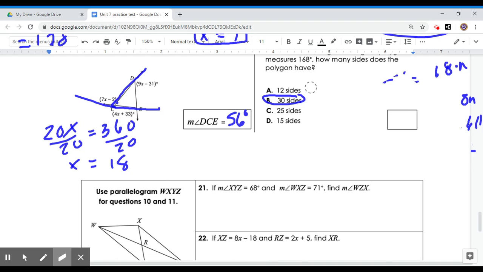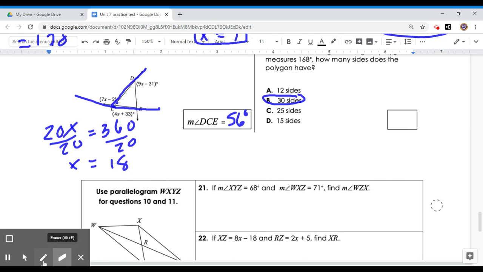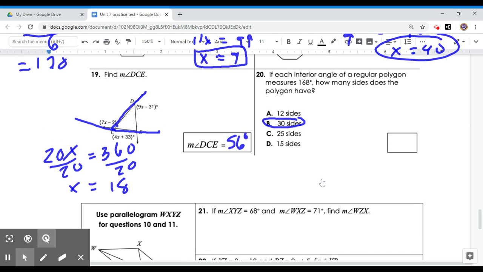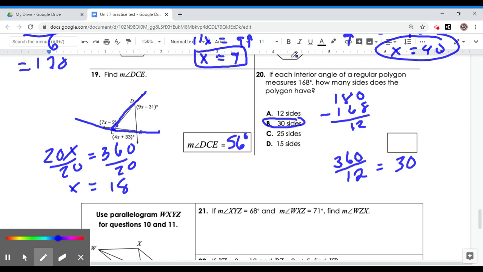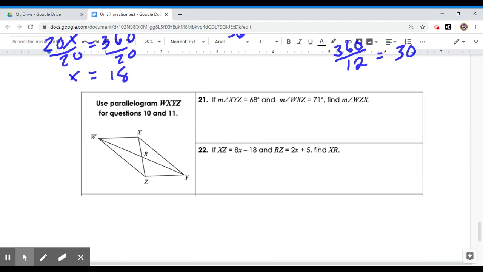You can use a little trick: if the interior angle is 168, the exterior angle is supplementary to that. So 180 minus 168 is 12. If the exterior angle is 12, you can do the sum of the exterior angles, which is 360, divided by 12, which is 30. So that's a trick. The other way is algebra. This is just using some logic about what we know about the angles. Whichever way works for you is fine. You get 30 either way.